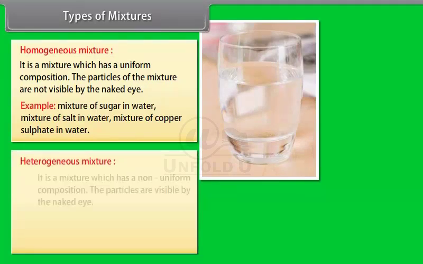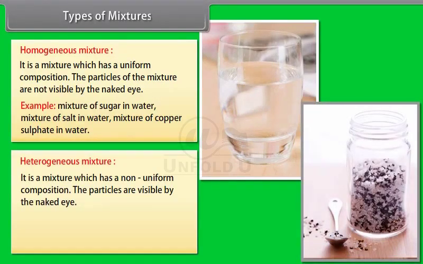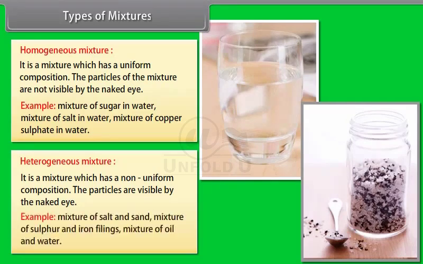Heterogeneous mixture. It is a mixture which has a non-uniform composition. The particles are visible by the naked eye. Example: mixture of salt and sand, mixture of sulfur and iron filings, mixture of oil and water.